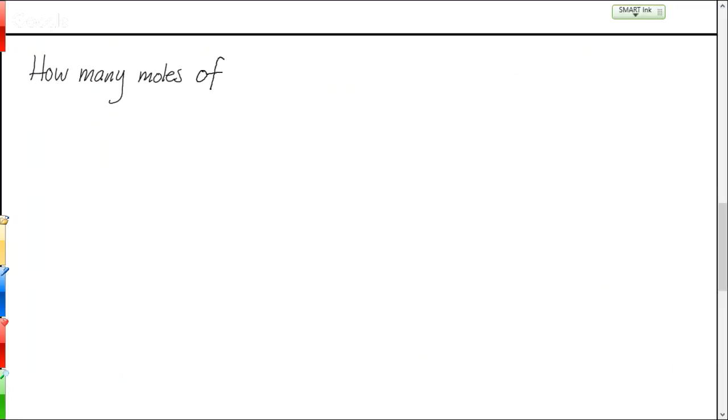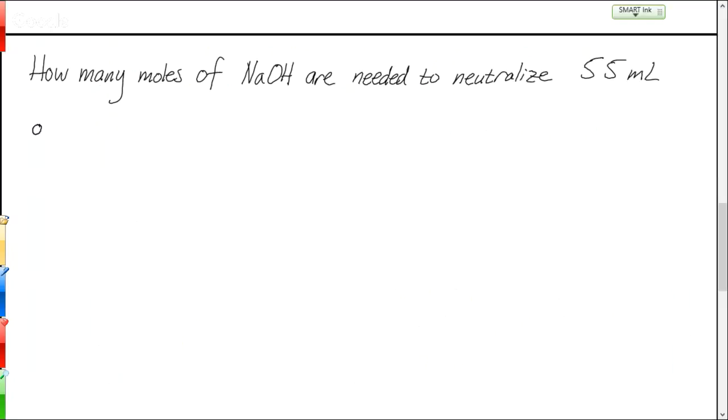How many moles of sodium hydroxide are needed to neutralize 55 milliliters of 0.15 molar phosphoric acid? And remember on the exam, I may also just write the name rather than the formula, so you should be able to put that name down.